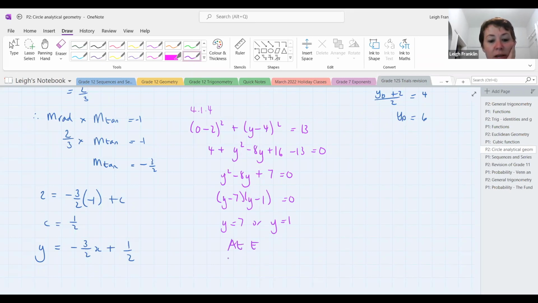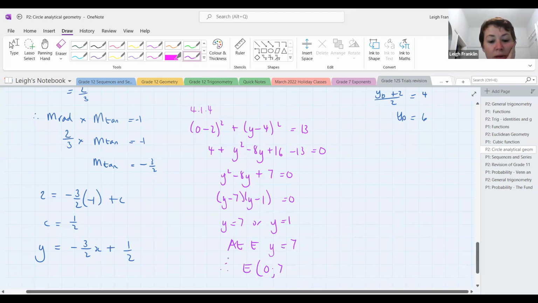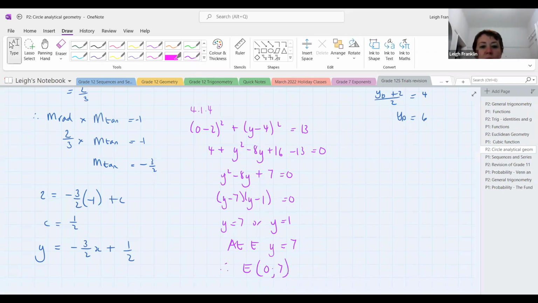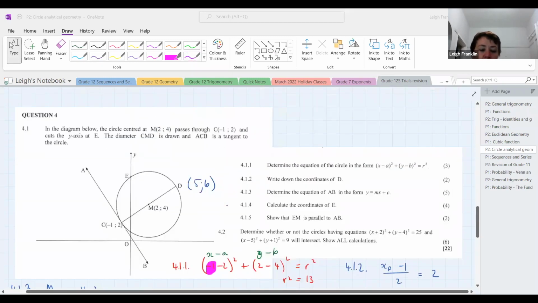Okay, so at E, y would be equal to 7. So therefore the coordinates at E must be 0 and 7. Quite agree. Okay, good job. Well done. Very nice. Yes, Cornelia, we get the same answer. Cool. All right, now they want us to show that EM is parallel to AB.